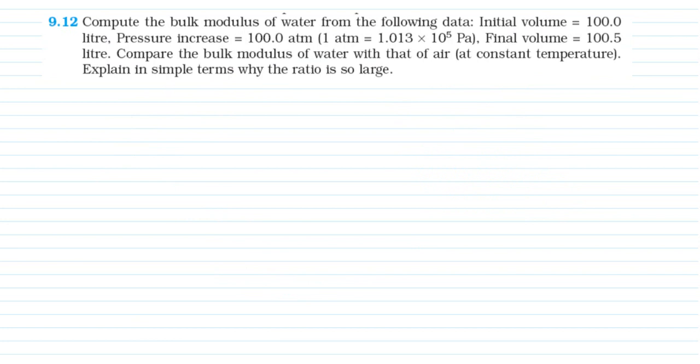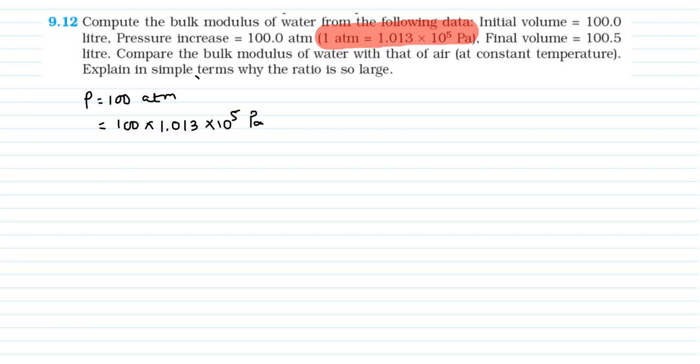Okay. See, that means here you can say that pressure P is equal to 100 atmosphere. Okay, and here the conversion is 1 atmosphere, that is 1.013 into 10 raised to 5 Pascal. That is what you can say: 100 into 1.013 into 10 raised to 5 Pascal.